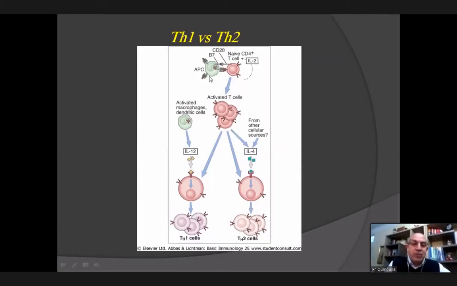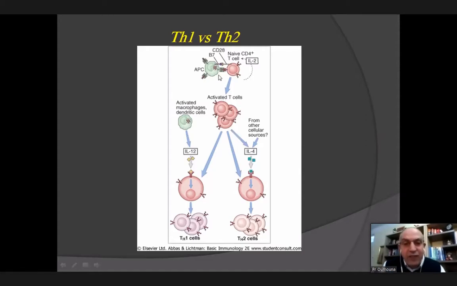Here we have an antigen-presenting cell capturing, for example, a virus. It will present it to CD4 naive. CD4 naive will secrete interleukin-2 in order to clone, and then the macrophage will secrete interleukin-12. This naive T cell will become Th1, because it has been exposed to interleukin-12.